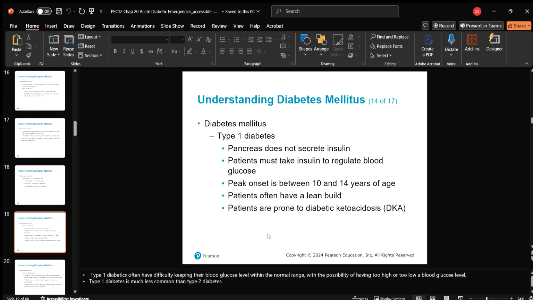In type 1 diabetes, the pancreas does not secrete insulin. So patients have to take insulin to regulate their blood glucose. These patients are prone to DKA, and we're going to talk about that in a second. What does DKA stand for? Diabetic ketoacidosis.